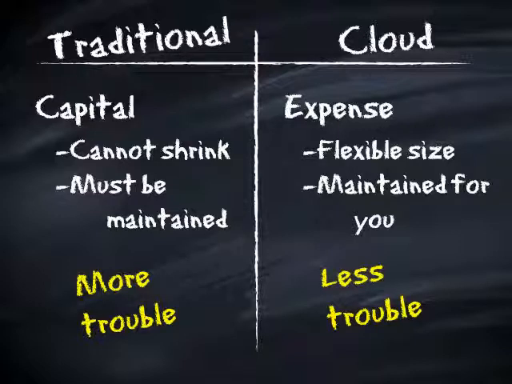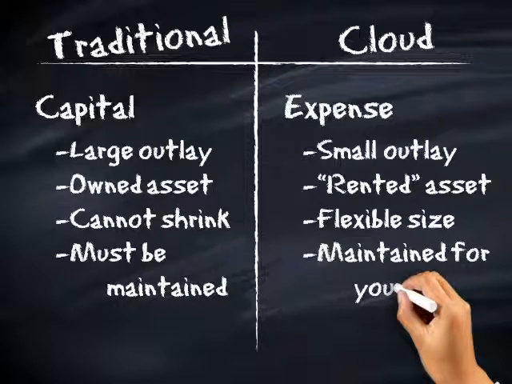On the expense side, the size of the IT capability is flexible. It can go up when your needs increase. It can go down when your needs diminish. And also, maintenance is not a problem for you. Someone else is doing that for you. So capital tends to mean more trouble, less flexibility. The expense side, the cloud side, tends to mean less trouble, more flexibility. So when you stack all of those together, an operating expense is much more appealing than a capital outlay in many, many respects.